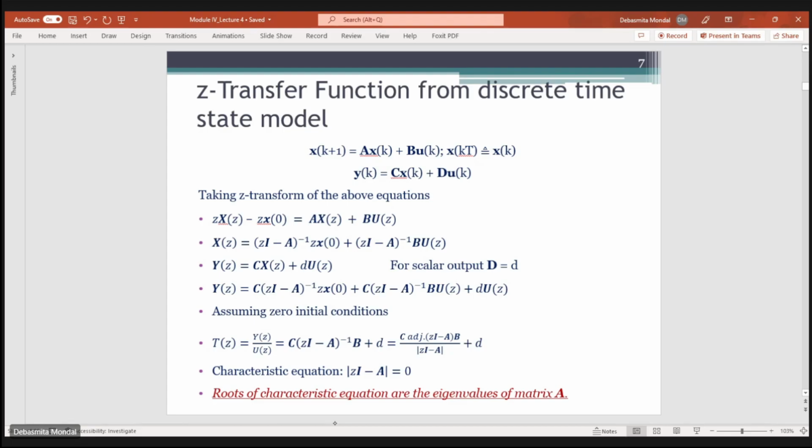On the right hand side you will have AXZ plus BUZ. If you rearrange this equation, on the left hand side you will have ZI minus A into XZ, which will be equal to BUZ plus Z of X0. So if you write XZ, this matrix will go to the right hand side as an inverse. That means XZ will be equal to ZI minus A inverse multiplied by this one, plus ZI minus A inverse multiplied by this.